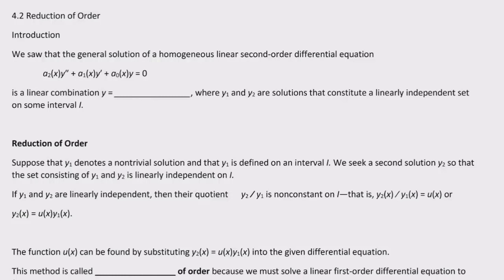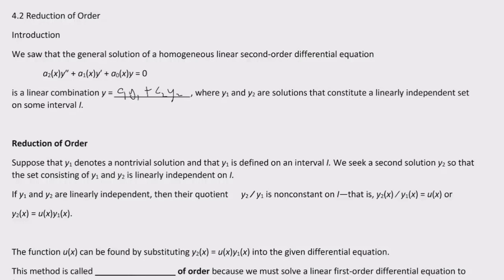All right, so we saw that the general solution of a homogeneous linear second-order differential equation of the form on the screen is a linear combination, where the solution is of the form C1 y1 plus C2 y2, where y1 and y2 are solutions of the linearly independent set on some interval. Meaning we've essentially got a quadratic differential equation, so there should be two solutions.